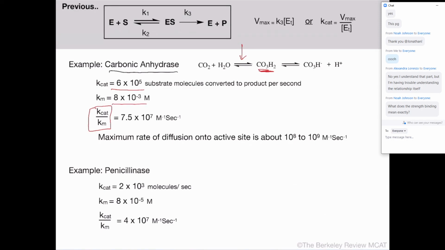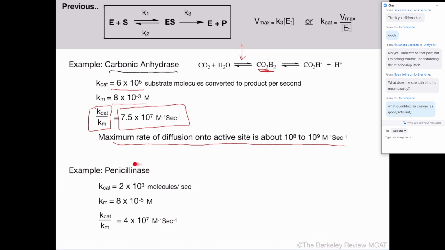And so for reference, the maximum rate of diffusion onto an enzyme's active site is somewhere between 10 to the 8 to 10 to the 9 per molar per second. So this number right here would be considered a very good enzyme, a very efficient enzyme. All right. So let's compare that now to a different enzyme, penicillinase.